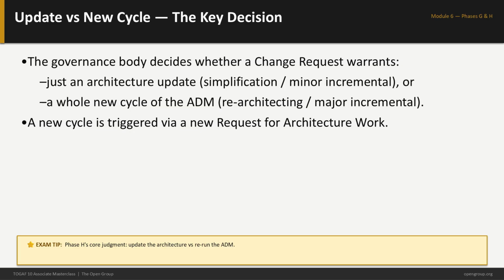The defining judgment of Phase H is this: when a change request arrives, the governance body has to decide whether it warrants just an architecture update appropriate for a simplification, or a minor incremental change, or a whole new cycle of the ADM appropriate for a re-architecting or a major incremental change. And when a new cycle is needed, it's triggered by issuing a fresh request for architecture work. So the core decision to remember for Phase H is exactly this binary: update the architecture in place, or rerun the ADM. The governance body sets the criteria for which path a given change takes.